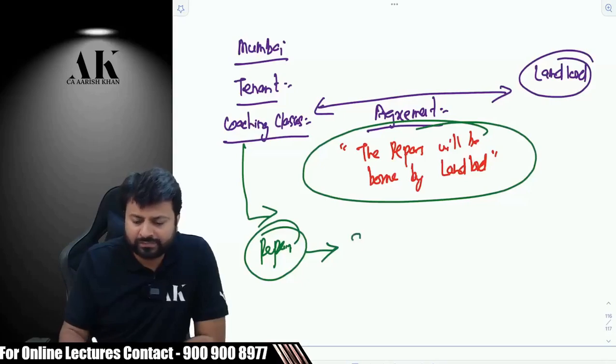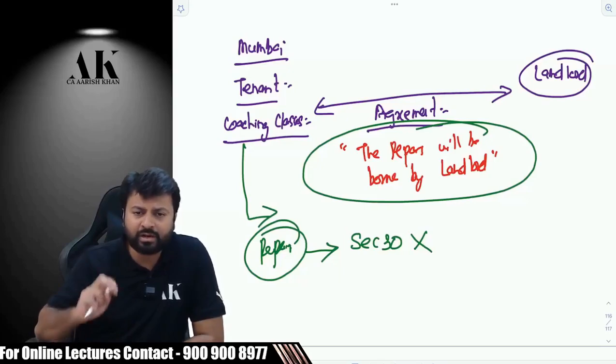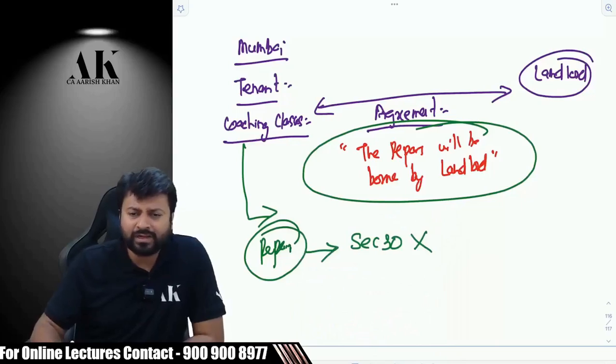Now, the question is, will section 30 allow me the deduction? And the answer is no. Why can section 30 not allow me the deduction? Because it very clearly says that it is allowed if the tenant undertakes to bear the cost of repairs. Now we have not undertaken to bear the cost of repairs, still we are incurring it. Are you clear what I am trying to say? Section 30 will not allow you the deduction.